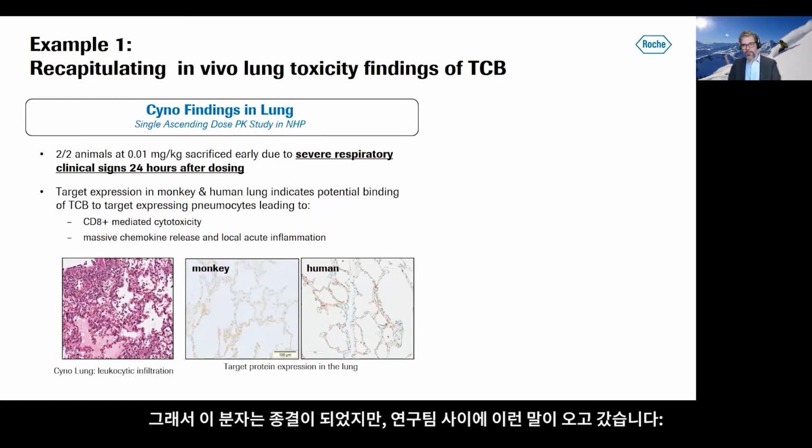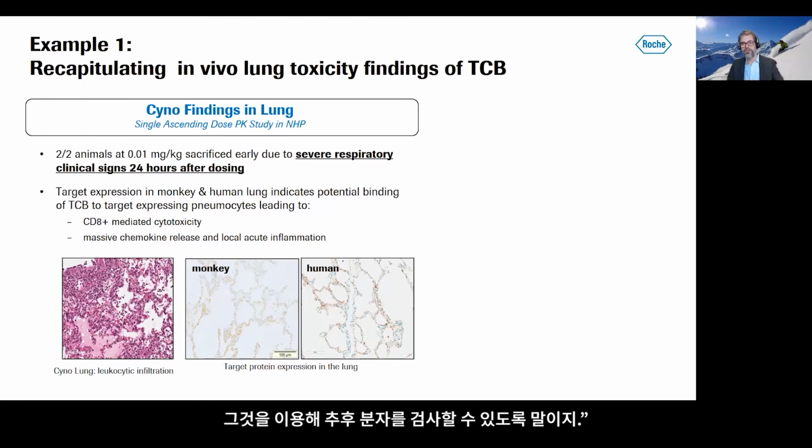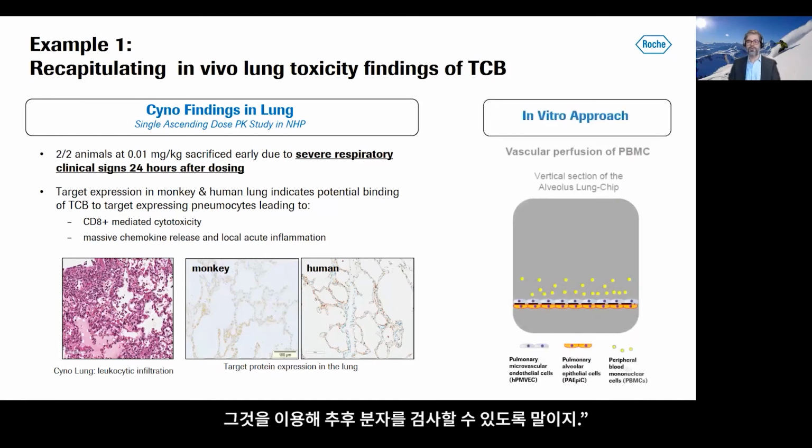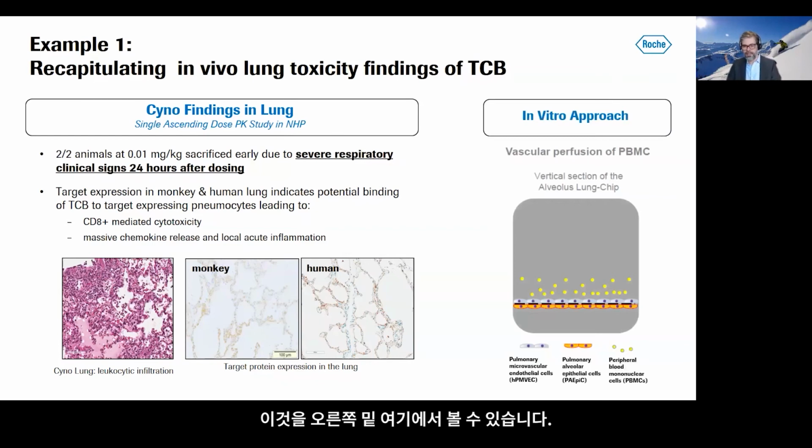So this molecule was terminated, but the team, of course, said, well, for the follow-up molecules, we don't want to use the monkey as our screening models. Is there a way to recapitulate this lung situation here on an in vitro level so that we can use that to test the follow-up molecules? So the in vitro approach designed was we need a perfused vascular system and a lung system which are connected on a membrane. And this is what you can see here on the lower right-hand side.